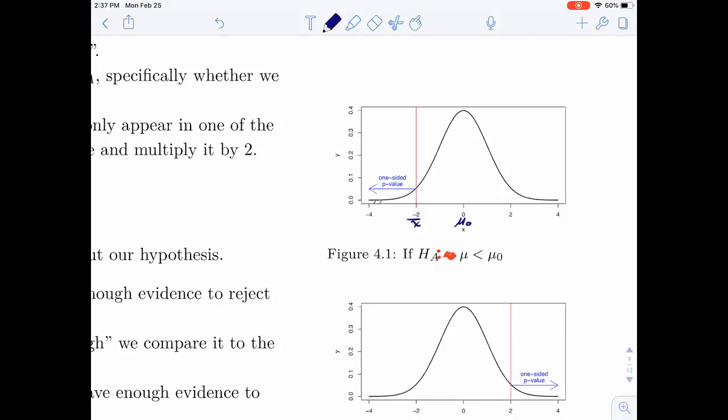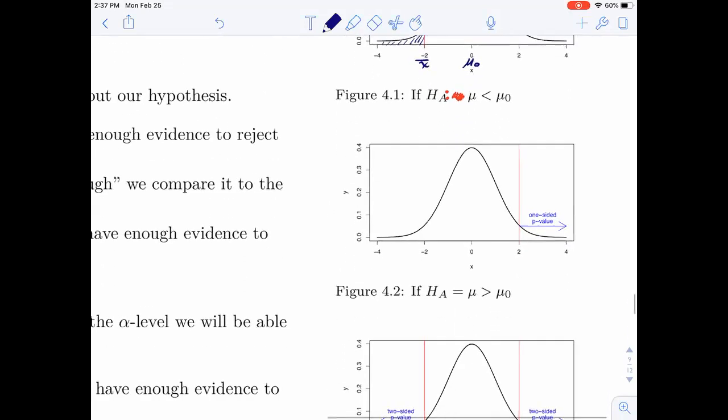Then this area in the tail is your one-sided p-value, right? The probability of seeing something as extreme or more extreme than what you saw. Notice that this is only true if the alternative hypothesis is that mu is less than mu naught, right? Because then here you've got mu naught, and you want the probability of being less than what you saw. In this other option, if you want to know if mu is greater than mu naught, mu naught is here in the center again, and you want to find the area in the upper tail.